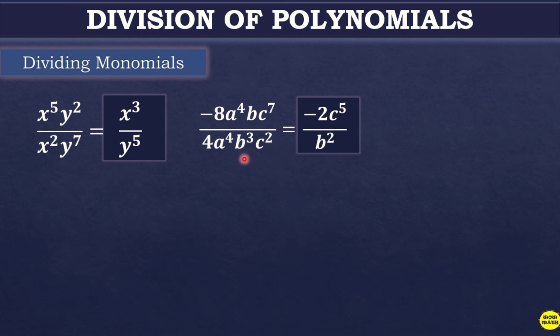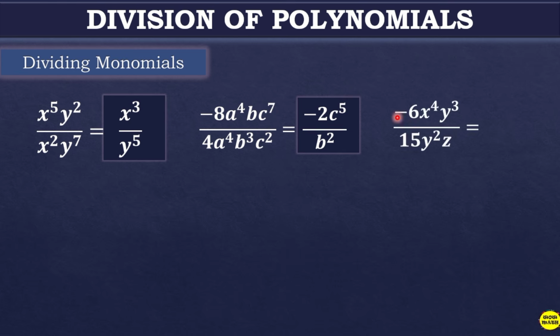Okay? So, for b, 3 minus 1, merong 1 dito. So, 3 minus 1, that is b squared. Sa baba natin siya ilalagay dahil mas mataas si 3. And then for c, 7 minus 2, that is 5. So, c raised to 5. Mas mataas si 7, so sa numerator natin ilalagay si c raised to 5.